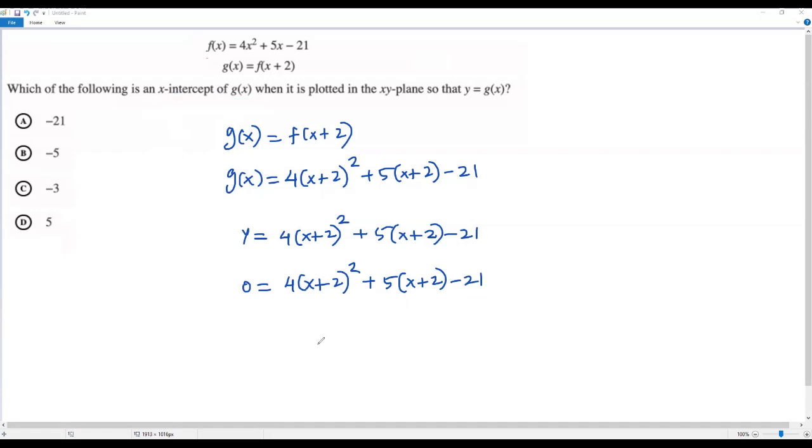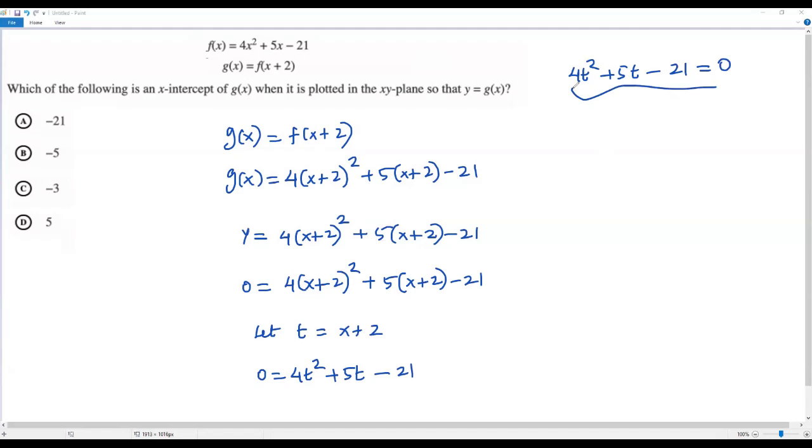To make the solving process easier, I'm going to substitute a new variable for x + 2. Let t equal x + 2. Then the above equation becomes 0 equals 4t² + 5t − 21. The same equation can be written as 4t² + 5t − 21 equals 0. Now we have to solve this equation for t. Once we get the value of t, it can be replaced by x + 2 and we can solve for x.